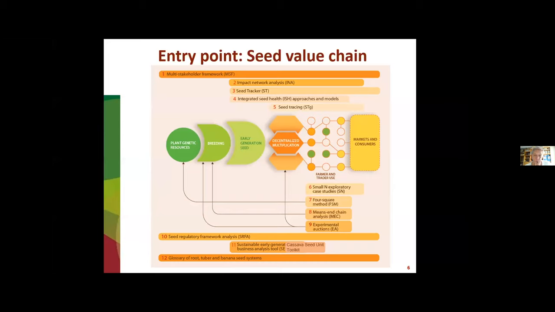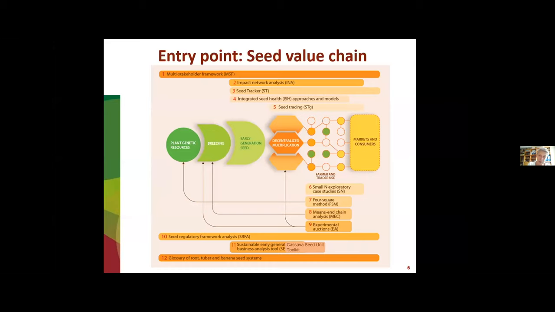This allows you to also figure out, when I want to understand this part of the value chain, which tool and which tools could I use? How could I combine different tools to arrive at the understanding or answers that I need for particular aspects of the seed value chain? So this is an entry point to the use of the tools in the toolbox.